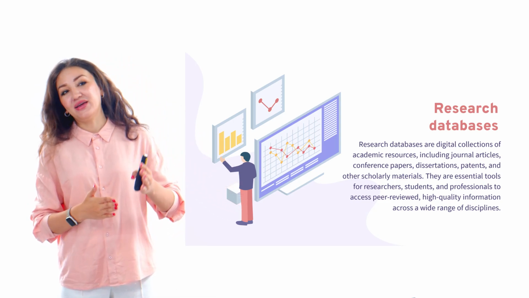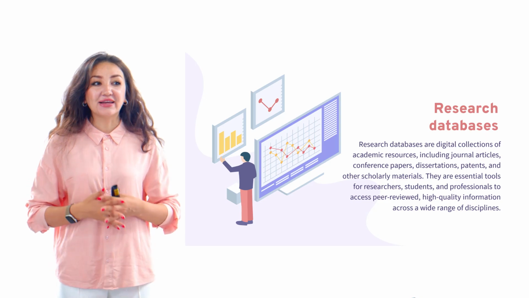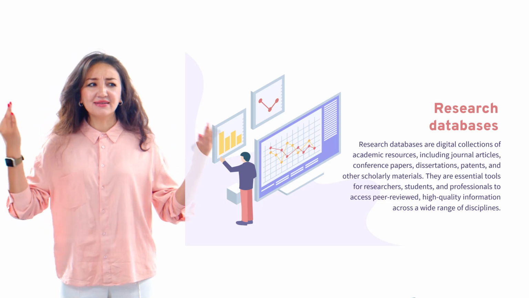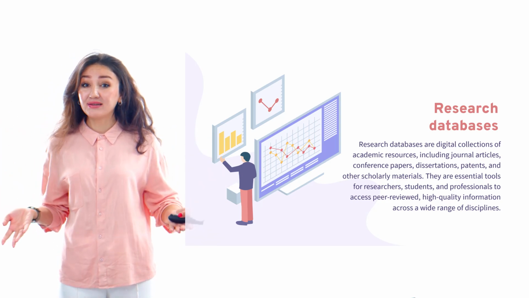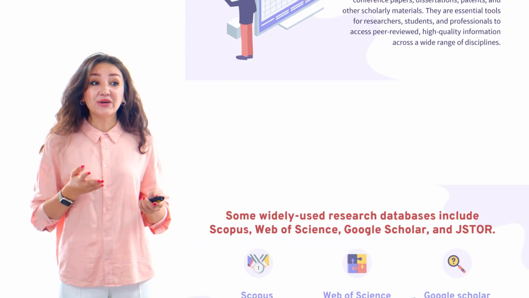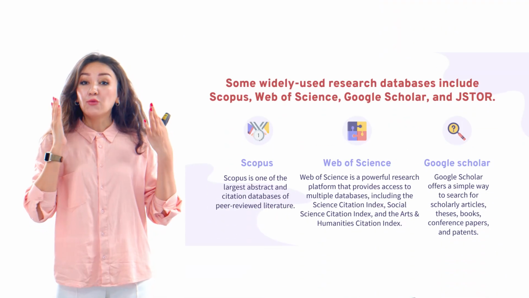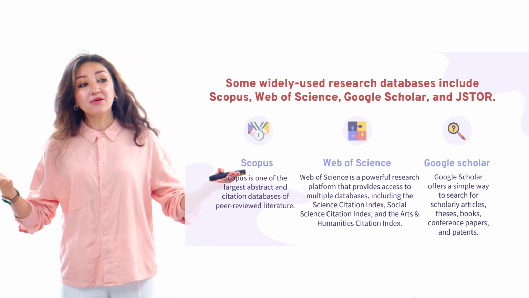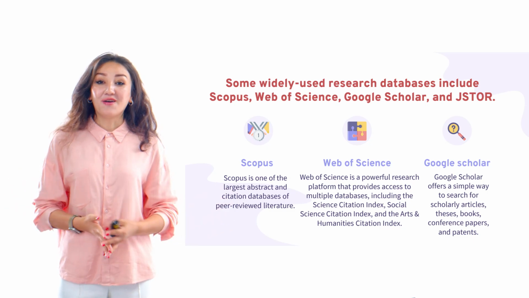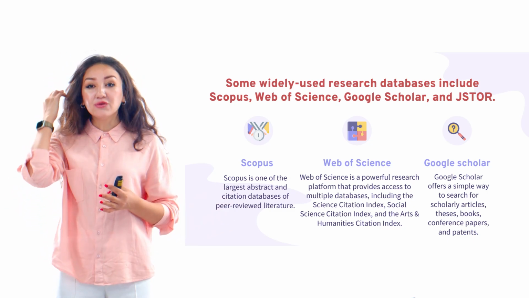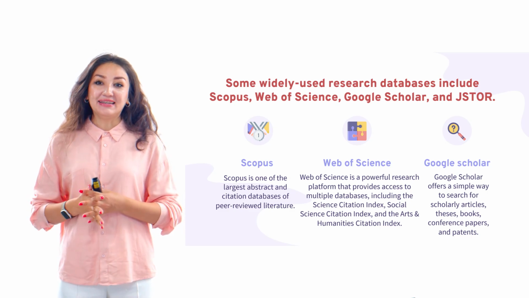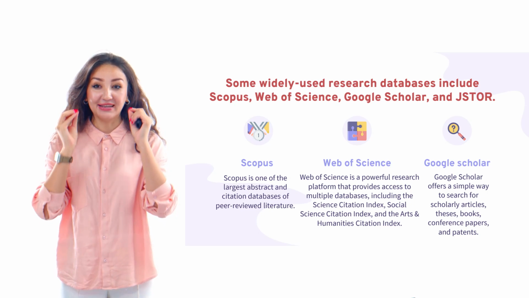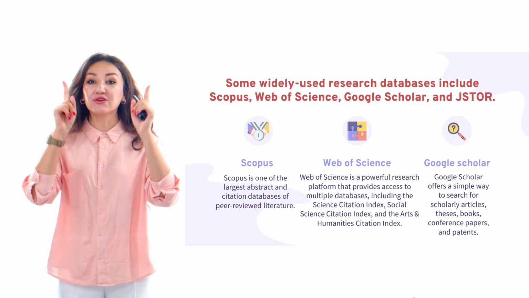A database is a collection of academic resources: journal articles, conference papers, dissertations, and scholarly materials. You need to read from worldwide recognized databases, which are Scopus, Web of Science, or Google Scholar. Dear students, before moving on to doing the research, please focus on reading first.